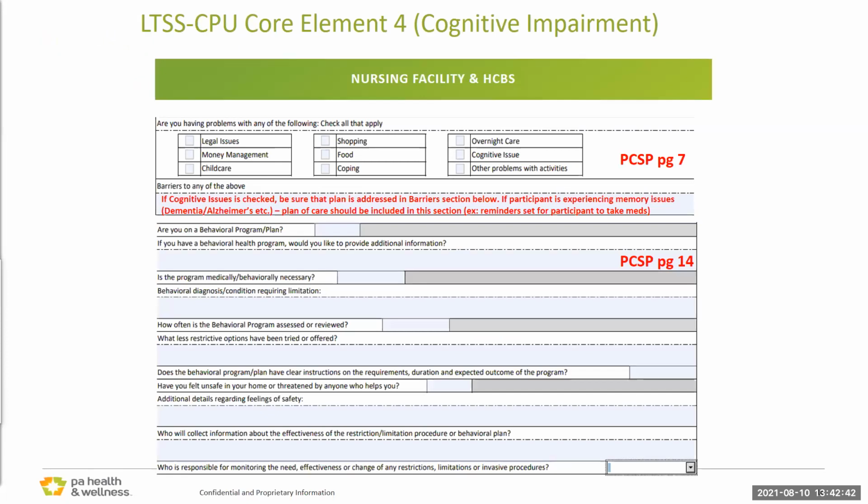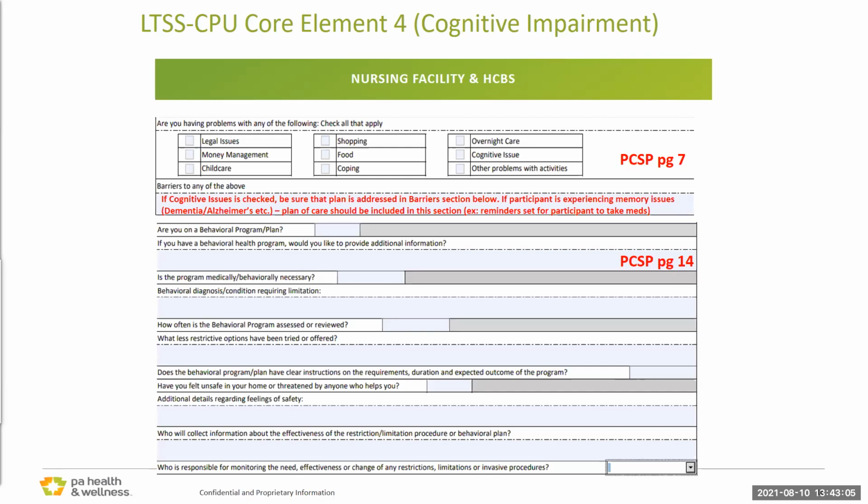Here for nursing facility and HCBS on the PCSP, you'll see page 7. Are you having problems with any of the following? You'll see that cognitive issues is one of the options. If cognitive issues is checked, you'll be able to give details here in this free text section that tells you to discuss barriers to any of the above.